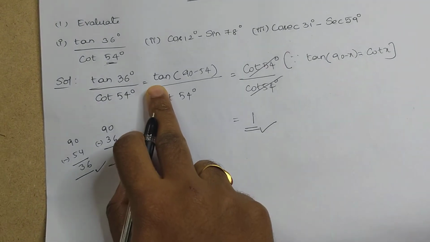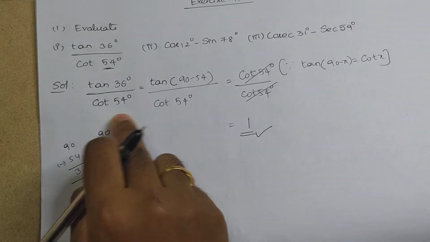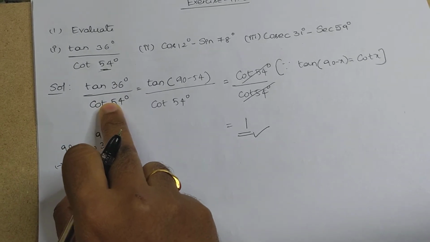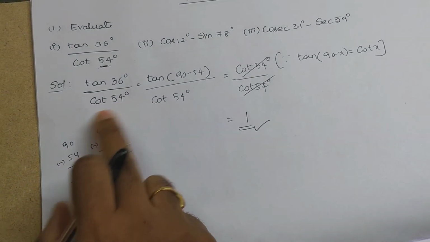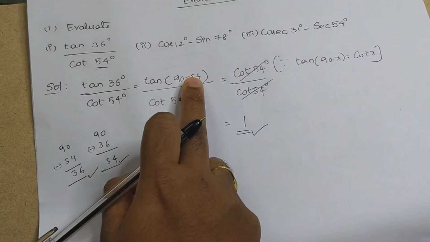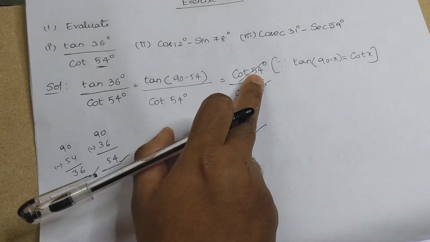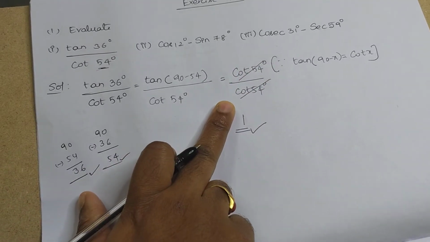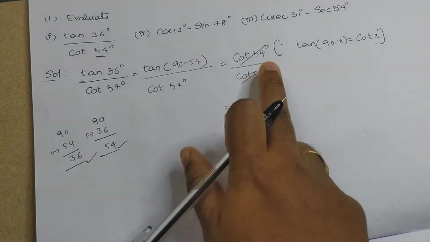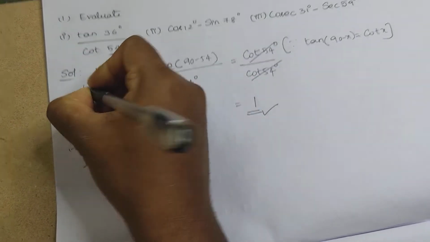Clear? So here what did I do? I have just put 90 minus 54 in the place of 36. First you have to check. Here I have taken the denominator angle as reference. I just subtracted 90 minus the denominator angle value. You will be getting the same angle. So that's why, tan of 90 minus x can be written as cot x, that is cot 54. Denominator it is cot 54. Therefore cot 54 will be cancelled off, whatever the value will be. So the answer will be 1. So that is the answer for sub question 1.